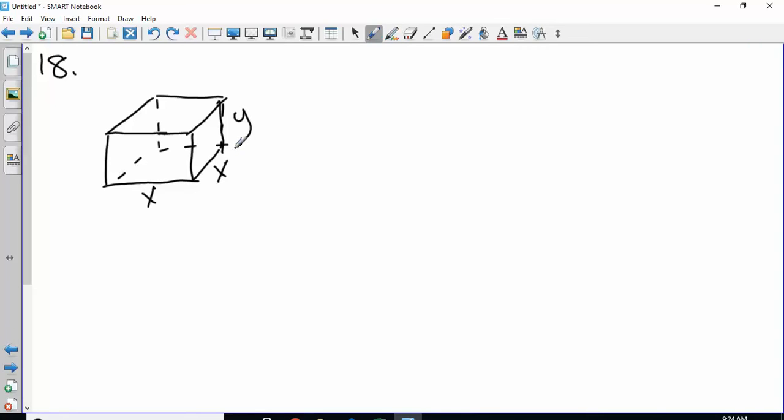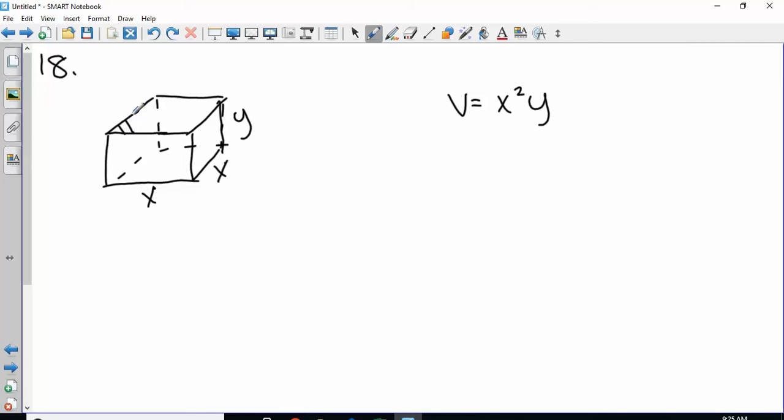The material for the top and the 4 sides costs $1 per square foot. The material for the base is $2 per square foot. Find the dimensions of the box with the greatest possible volume. How do you find volume? X times X times Y, so x squared y. Okay, that's what we want to maximize, so that's what we need to do the derivative of. But I have too many variables, so I need to get rid of one of them first.